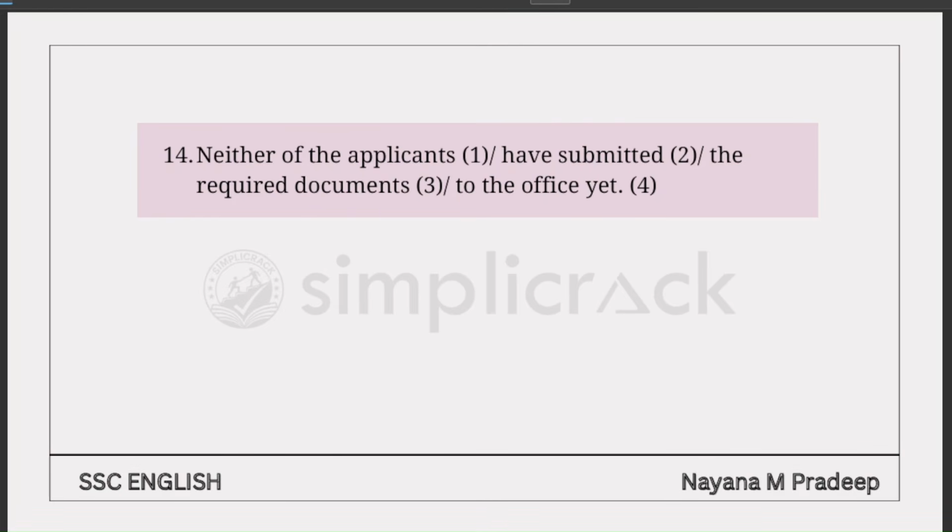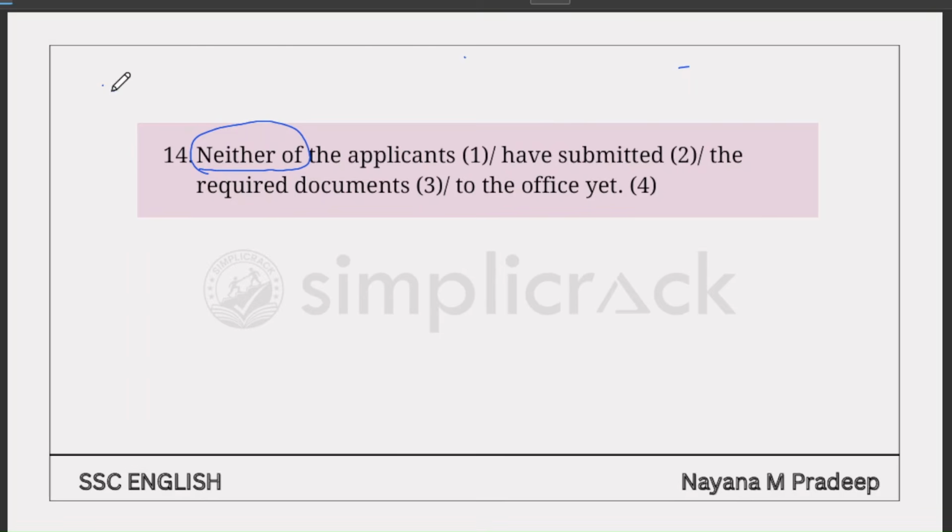Neither of the applicants have submitted the required documents to the office yet. What is happening here? You know that the sentence begins with the distributive pronoun "neither of."